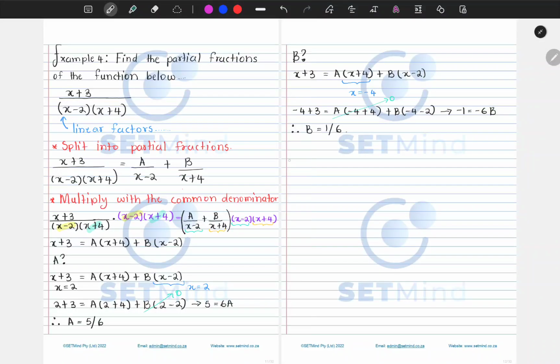It means we can go back to the original expression and write it now after it has been split using partial fractions. So that was x minus 2 into x plus 4. And this will be equal to, so we had a, and for our a we found 5 over 6. So it's 5 over 6 divided by x minus 2 plus, for our b we found 1 over 6, and that is divided by x plus 4.